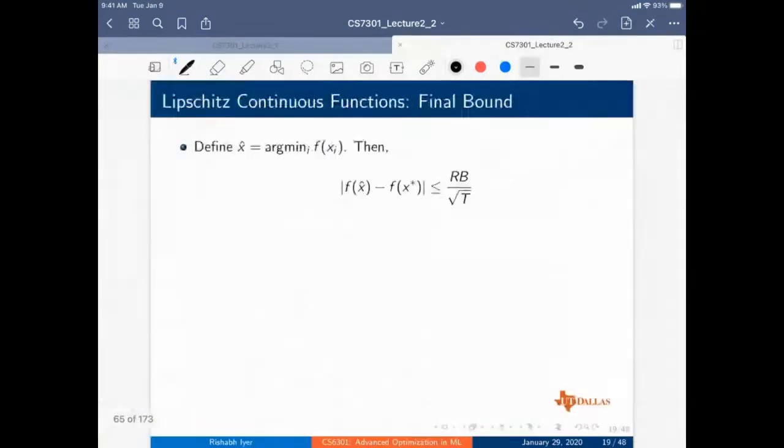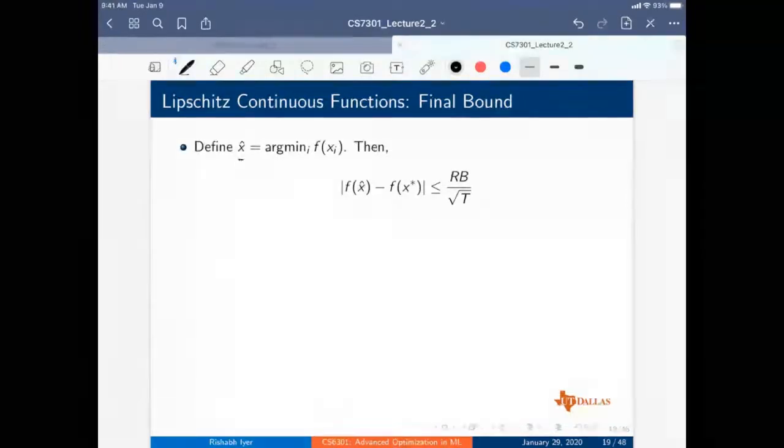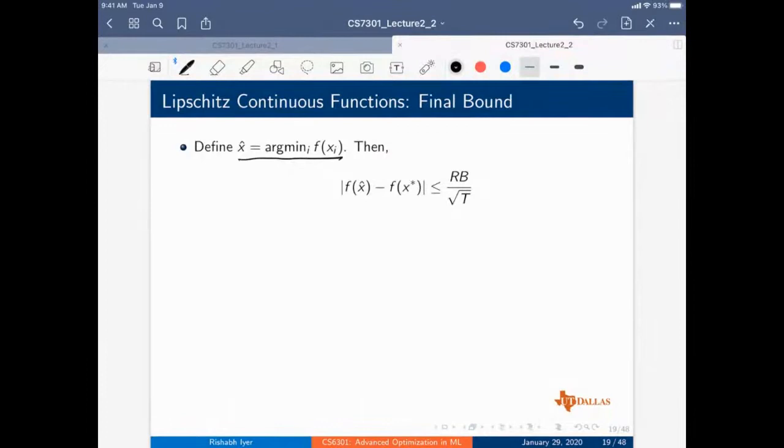Okay. So now we'll derive the final bound, right? So define x hat to be the argmin over i of f of xi, right? Then we have that the absolute value of f of x hat minus f of x star is bounded by rb over square root t. Okay, this is what we discussed from last time.